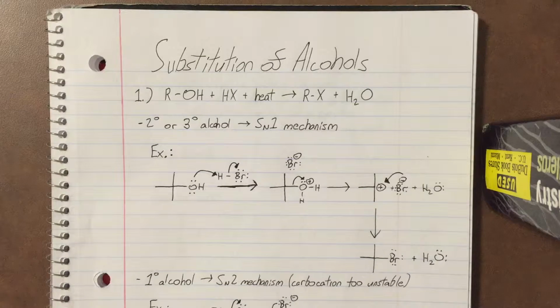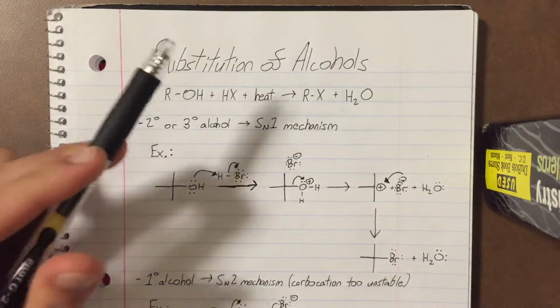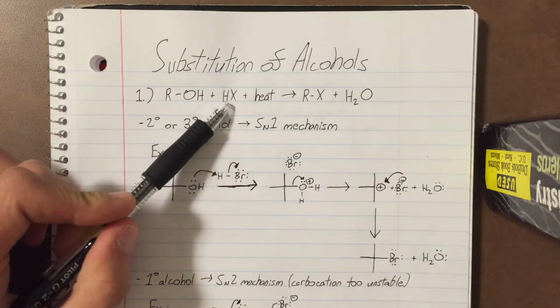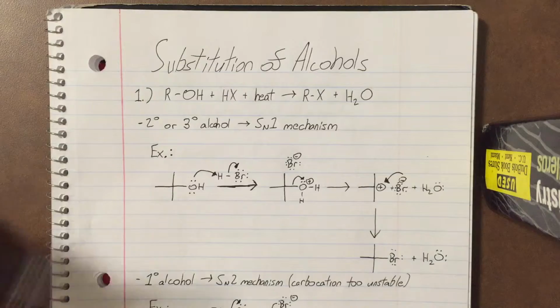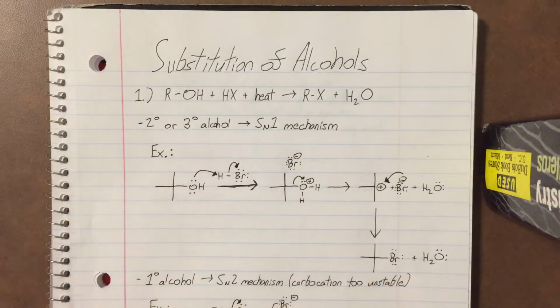All of these reactions involve substituting the hydroxyl group of the alcohol for something else, most commonly a halide like bromine. The first of these reactions involves the reaction of an alcohol with a hydrogen halide like hydrobromic acid, and heating this to produce an alkyl halide and water.